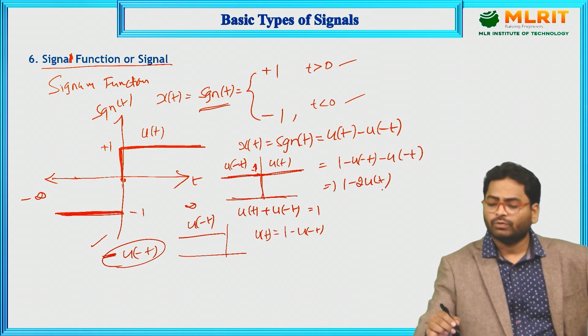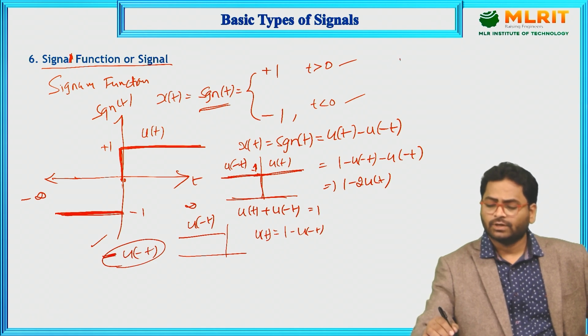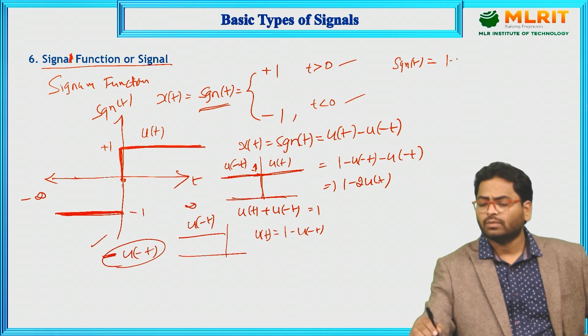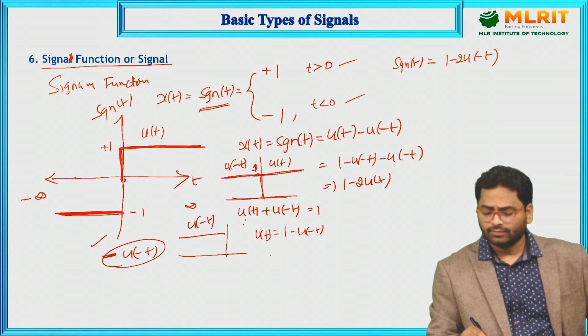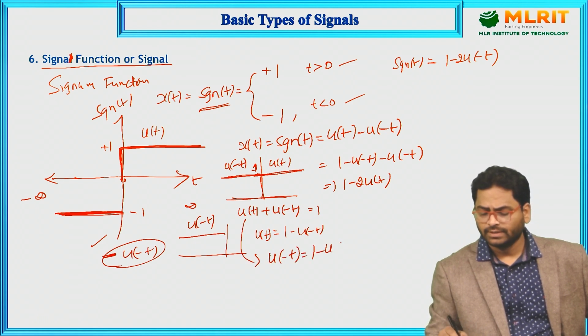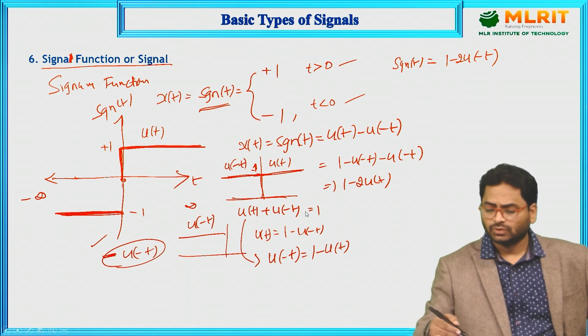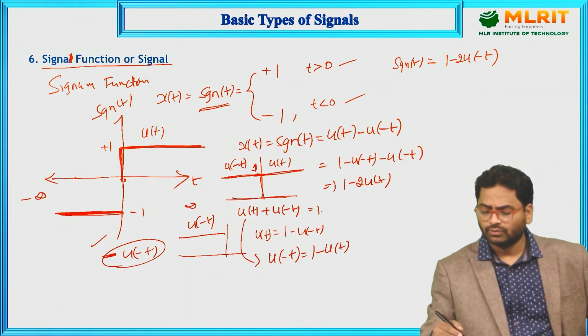This is one representation. That means you can write signum of t is equal to 1 minus 2 into u of minus t. This is the first one. Or else, from this equation, u of minus t is equal to 1 minus u of t. So the same, I am substituting the signal over here.